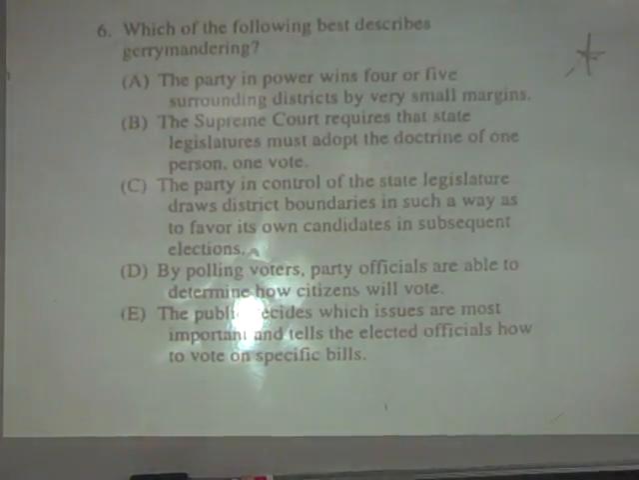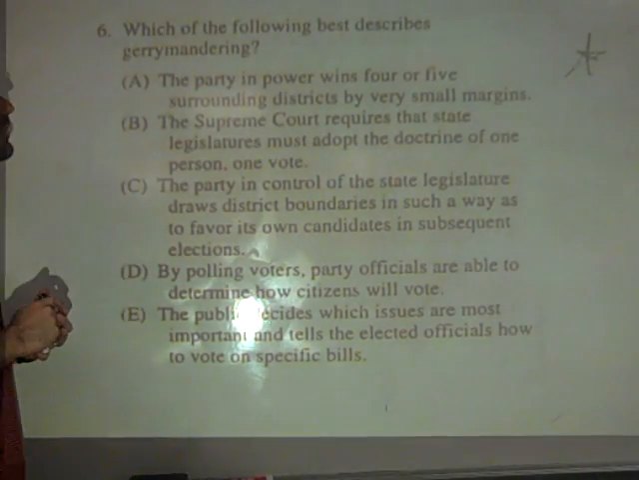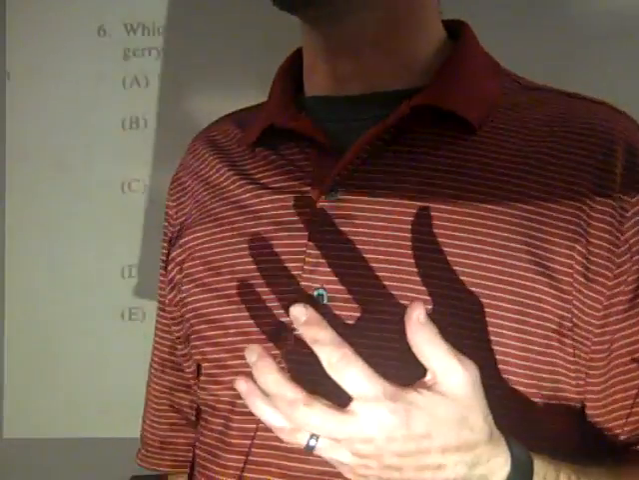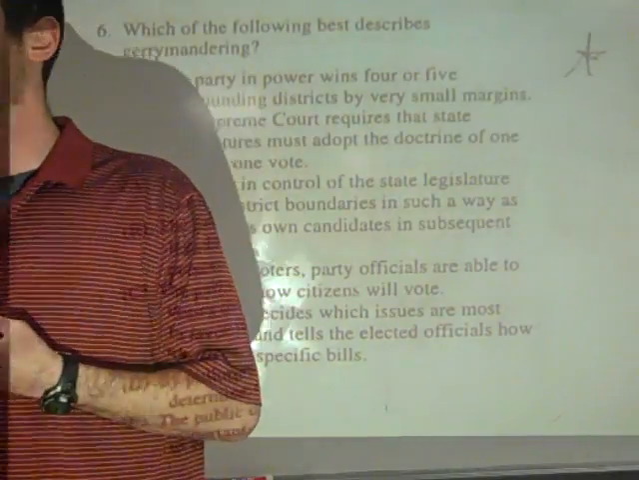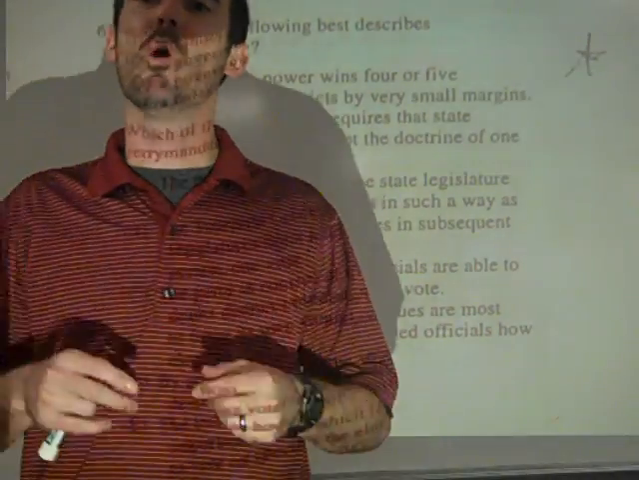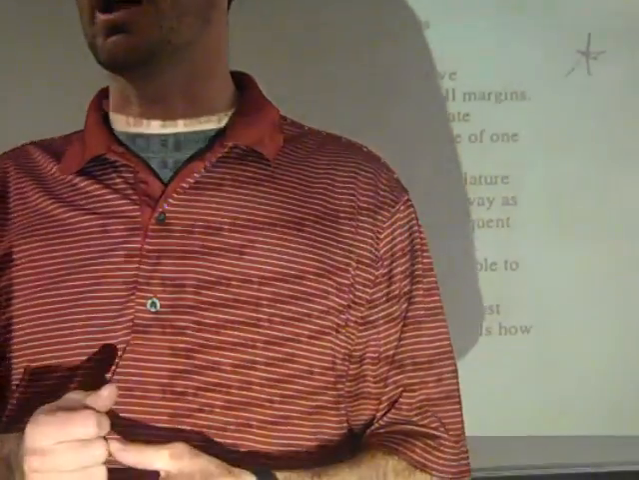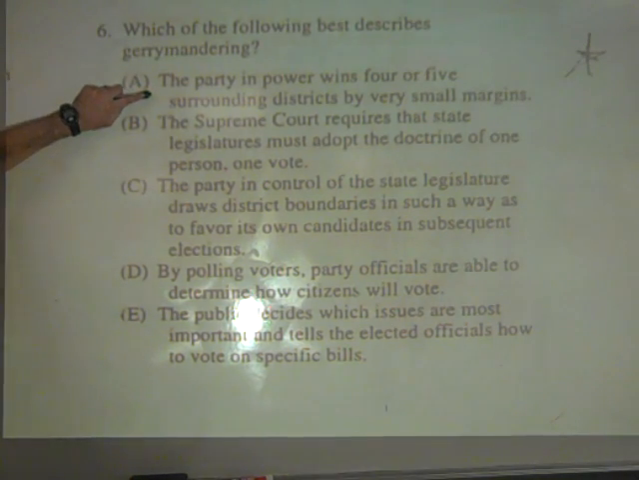So, let's roll back over here and read the question. This is number 6. It says, which of the following best describes gerrymandering? The party in power wins 4 or 5 surrounding districts by very small margins. By the way, the 2 main methods for gerrymandering a district are to pack your opponent into one district and then you win all the others, or to crack your opponent into multiple districts so they can't win any because they're too spread out. Alright, so that sounds like a method of gerrymandering, but I don't know if that's a good definition. So I'm going to keep that one in mind and go read the others.